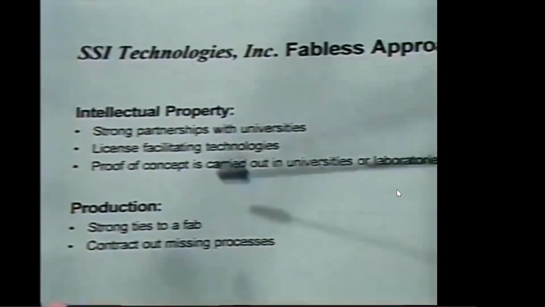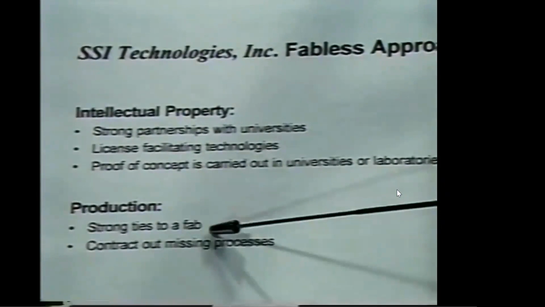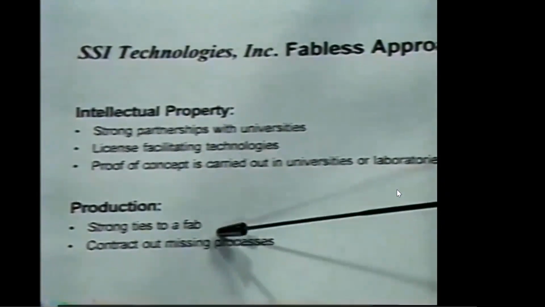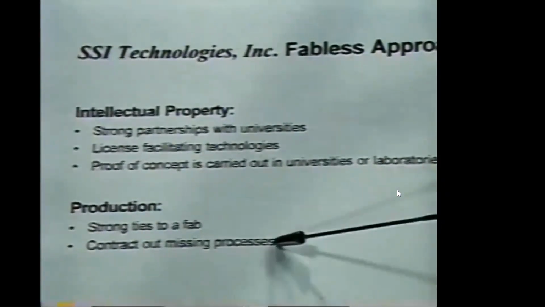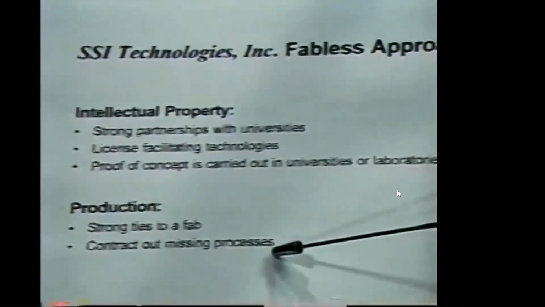Finally, on the production side, this implies that we need to have very strong ties to the fab, and we do have that currently. And we also have to be flexible to contract out any processes that the fab cannot carry out at the time.